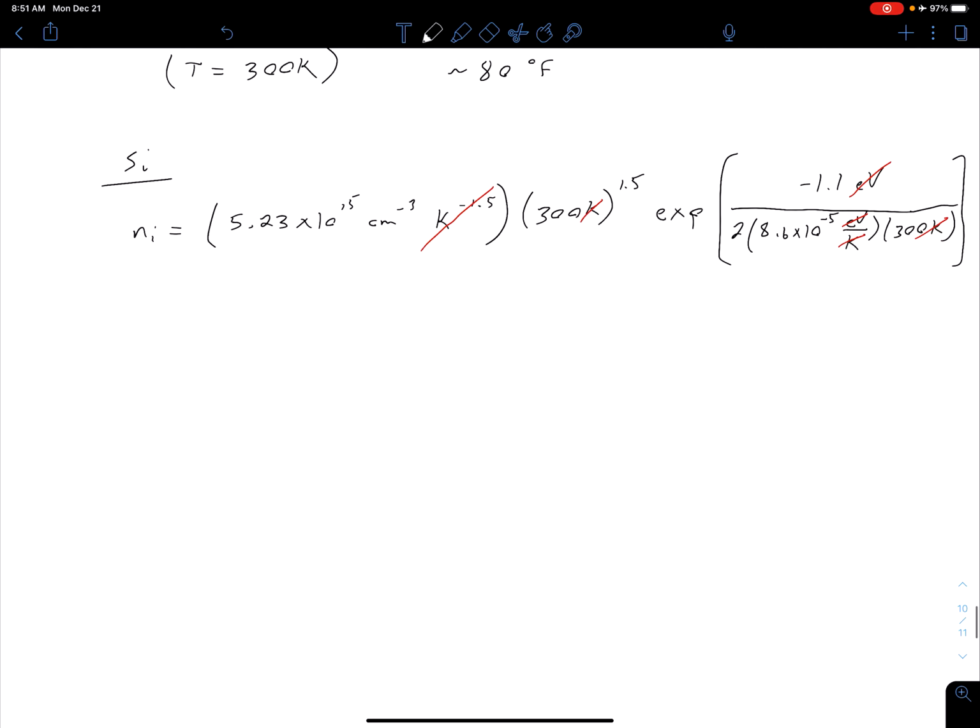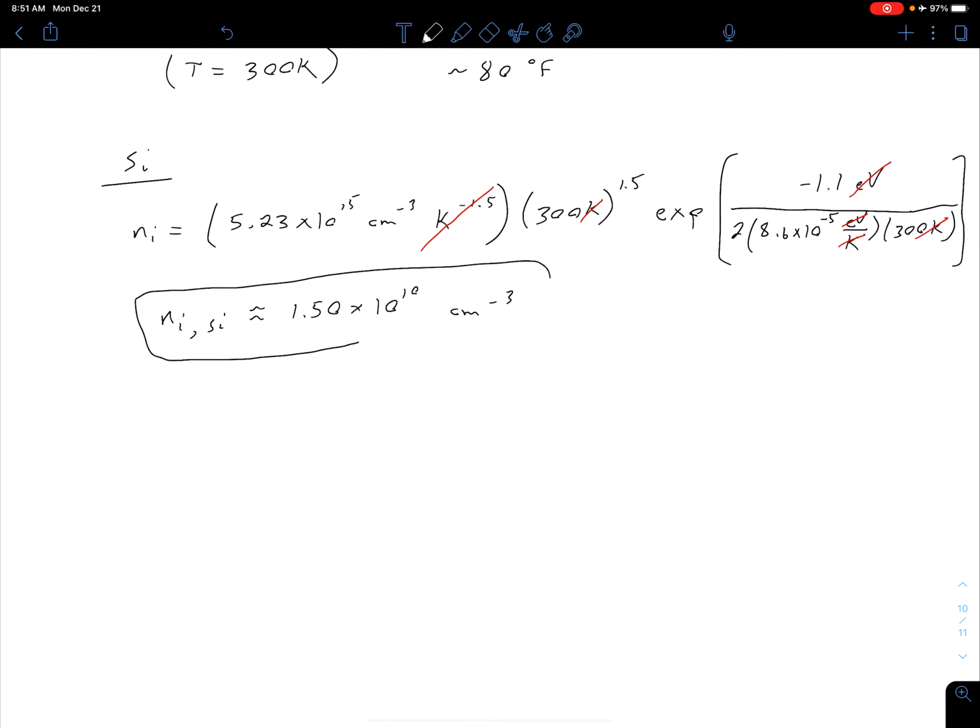So if we plug in these values, we get that the intrinsic carrier concentration for silicon is approximately 1.50 times 10 to the power of 10 per cubic centimeter. I'll mention a couple of assumptions that we're making after we do the intrinsic carrier concentration for germanium, but let's just say for now that we could be a little more detailed in how we calculate this, and in some texts or references you might see a number slightly different from this, but this is a pretty good approximation.